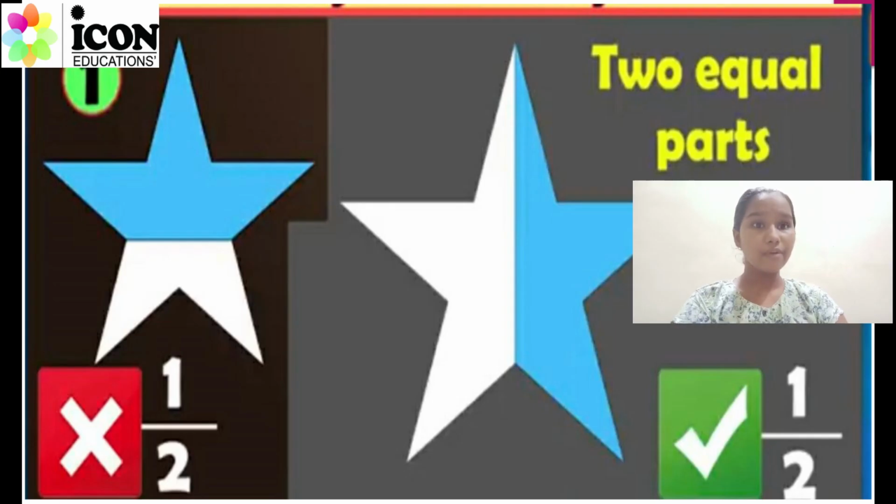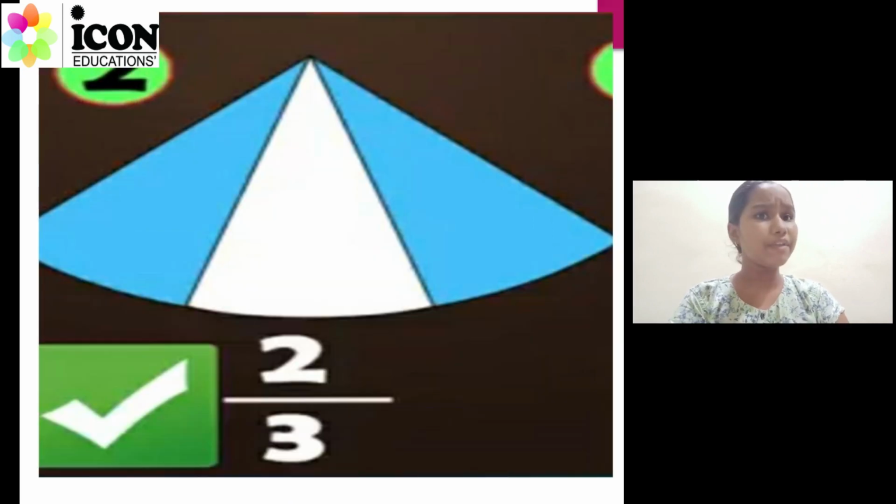Now here is a question for you all. You all have to tell whether the given fraction represents the given figure. Now for the first one, if we see, it is given as 1 part out of the 2 equal parts. But when we see the star, it is not divided into 2 equal parts. Means it is not representing 1 by 2, and hence the given fraction and the given figure do not represent each other. Now when we go see the second one, we can say that the figure is exactly divided into 3 equal parts, and hence the fraction and the figure represent each other.